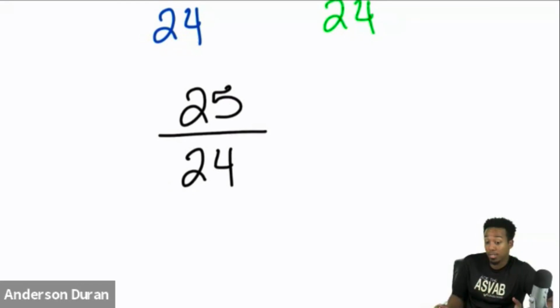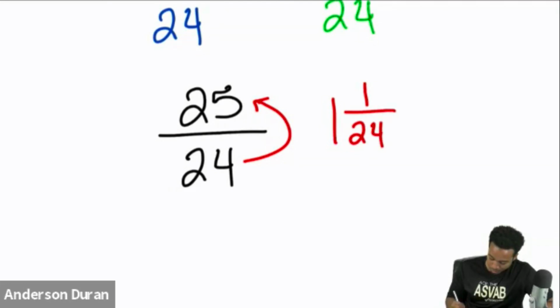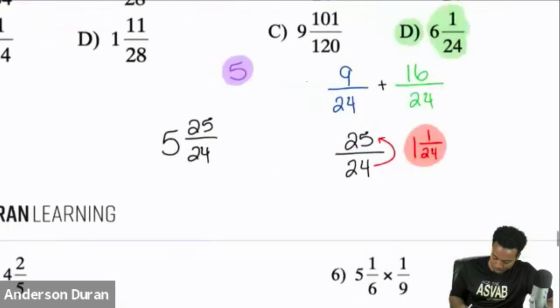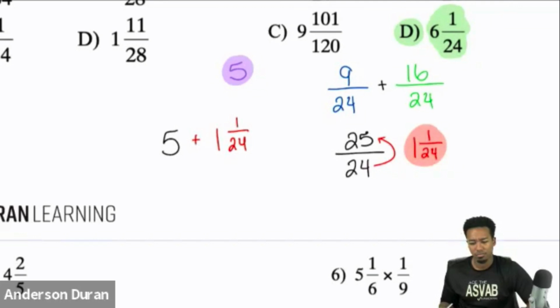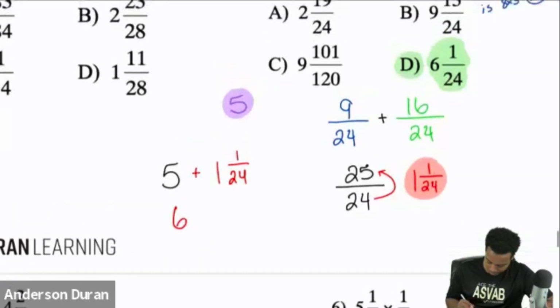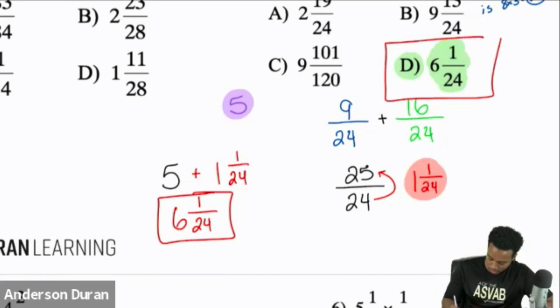The great thing about this is that how many times does 24 go into 25? It's only going to be a 1. And what's left over? That's going to be 1 out of 24 left over. So we're going to take this right there and bring it back with the 5. So we have a 5 right here. Bring back the 1 and 1/24. Everybody, what's 5 plus 1? Yep, that's going to be 6. And that's going to be 6 and 1/24. And boom. There you go.